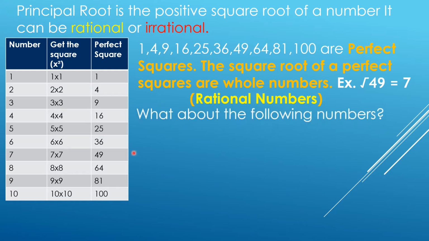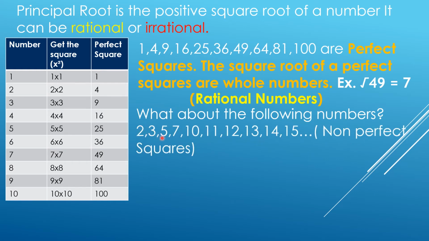What about the following numbers? 2, 3, 5, 7, 10, 11, 12, 13, 14, 15. There are none perfect squares. So, hindi sila perfect squares. Pag kinuha natin yung square root nila, ay hindi whole number ang sagot. Instead, pag gumamit tayo ng calculator, kunin natin yung square root ng 2, ito yung sagot. 1.4142135 and so on and so forth. It means walang katapusan. Tuloy-tuloy yan. Walang end.